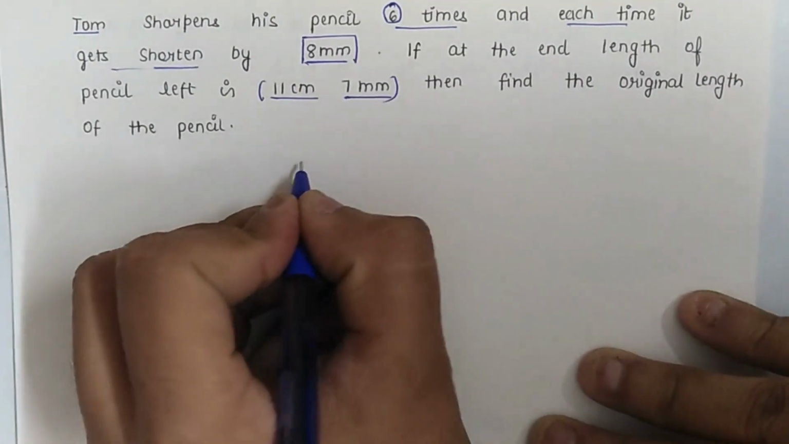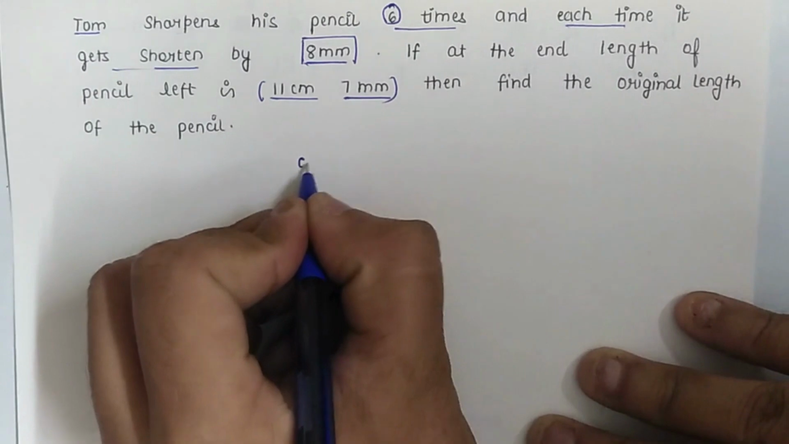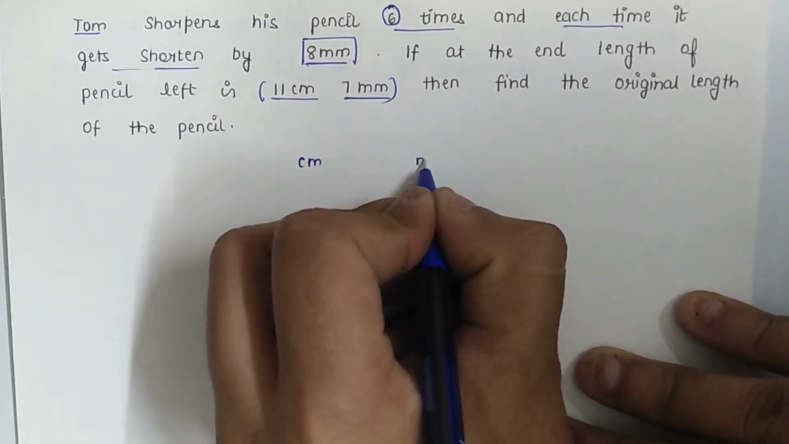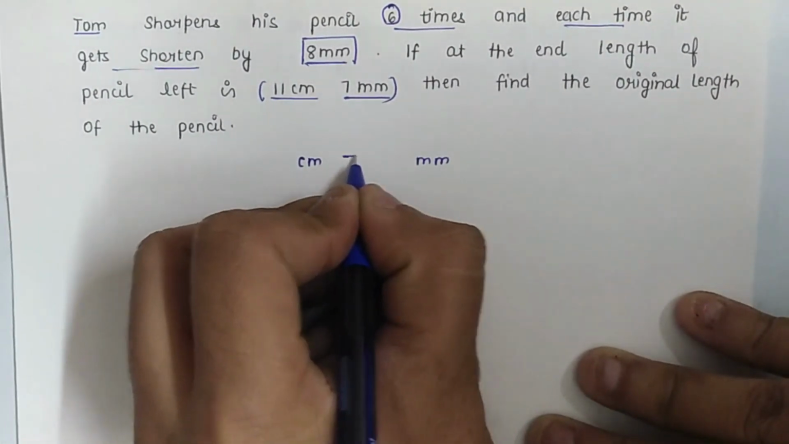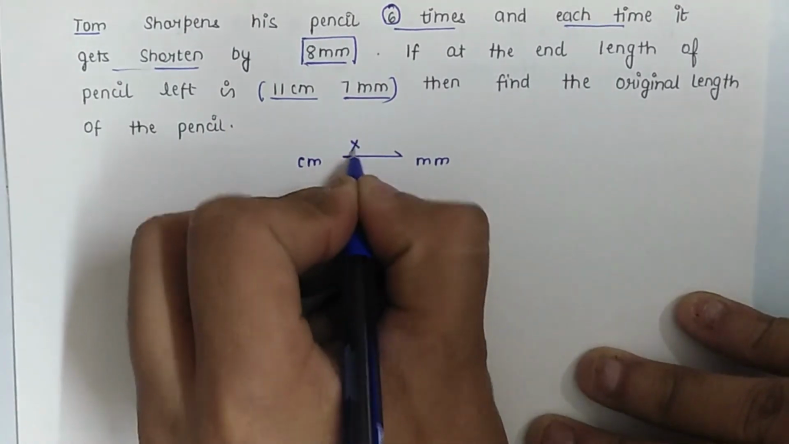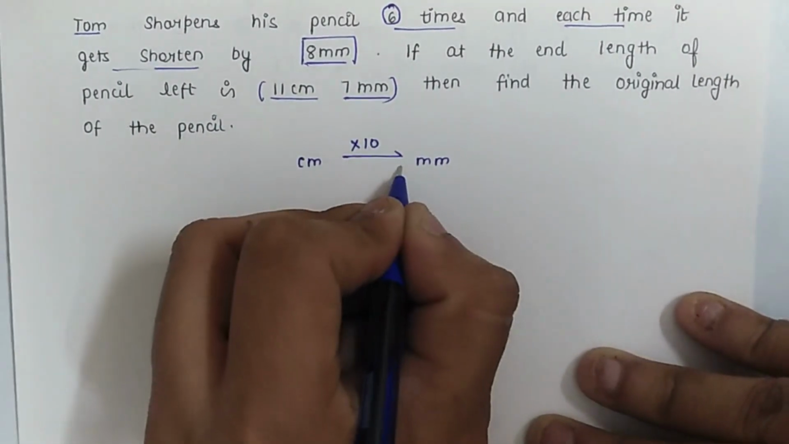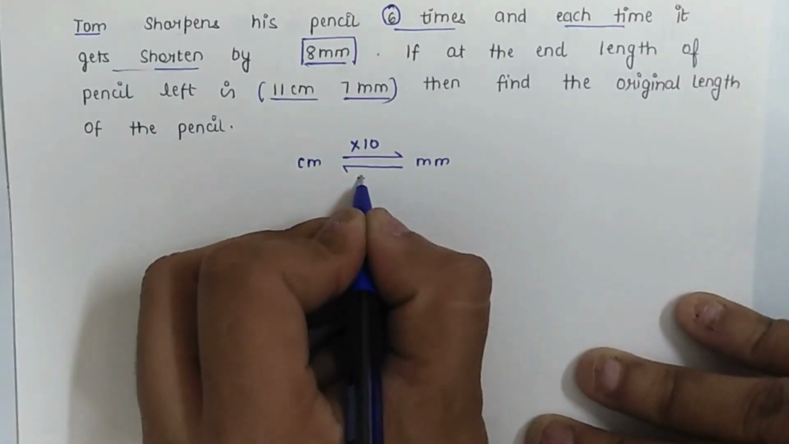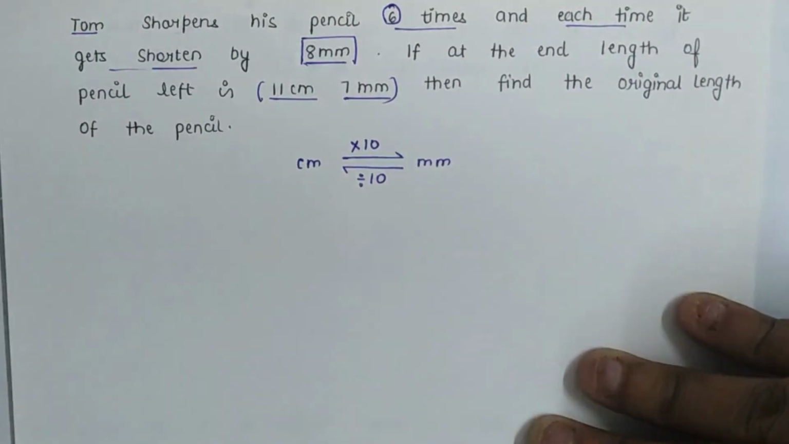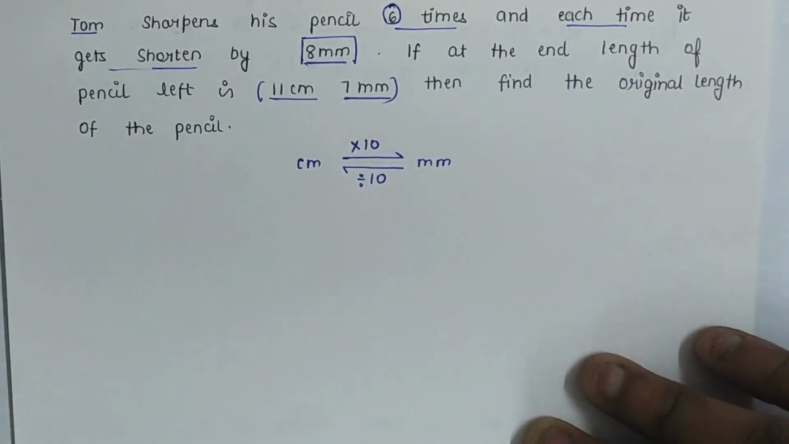Before we proceed with the solution, let's see one conversion that you should know. In order to convert centimeter to millimeter, we have to multiply by 10, and in order to convert millimeter to centimeter, we have to divide by 10. That's one rule that you should know.